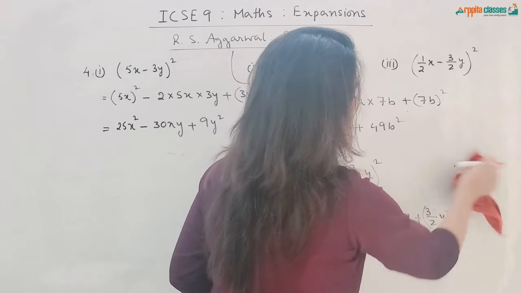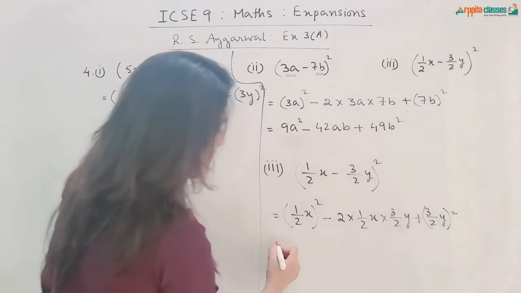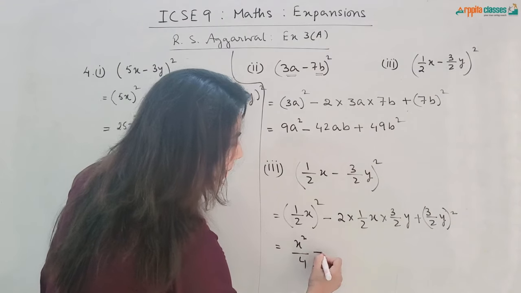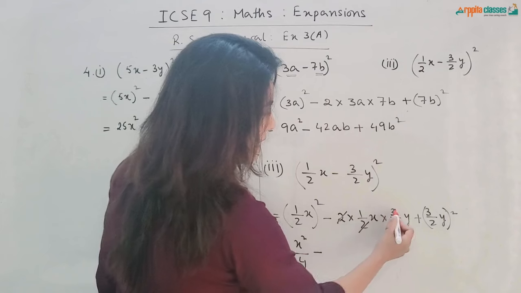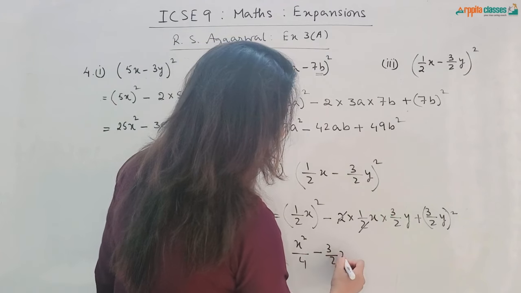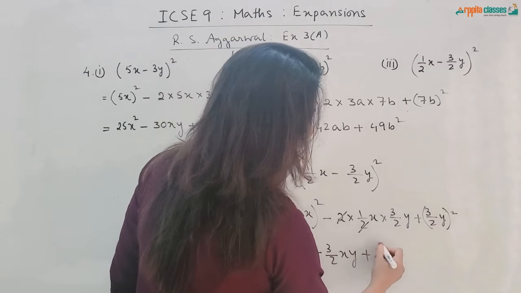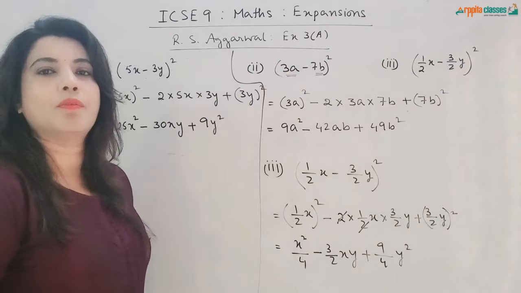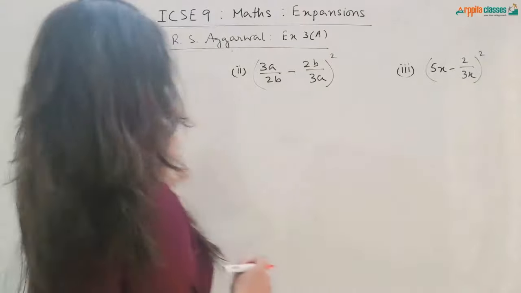I am rubbing this. Okay, so this is your b square. Now 1 by 2x square would be x square upon 4 minus, here 2 will get cancelled. We are getting only 3 by 2 xy plus 3 square is 9, 2 square is 4 and y square. This is the expanded form. So the next question, question number 5.